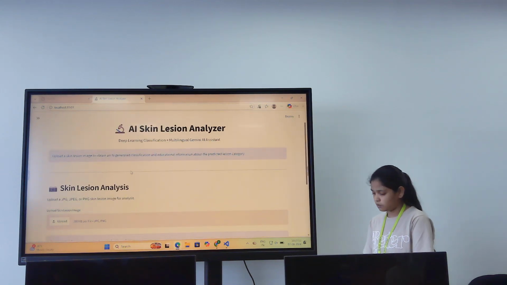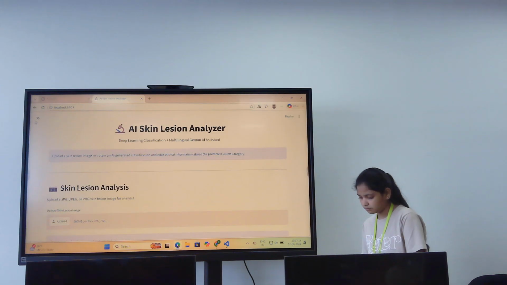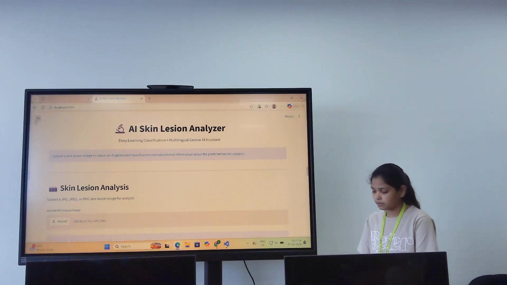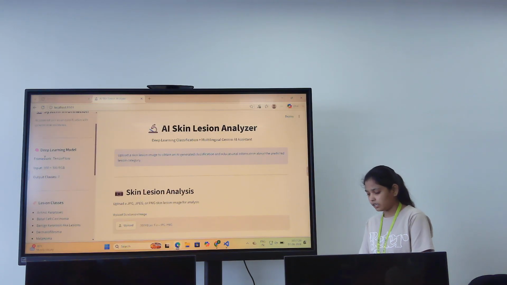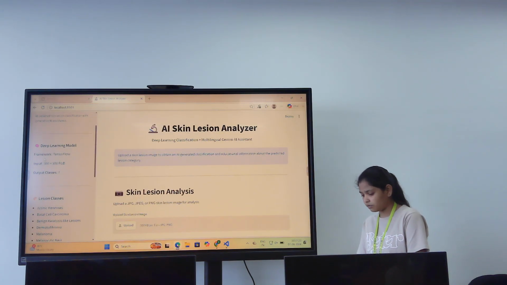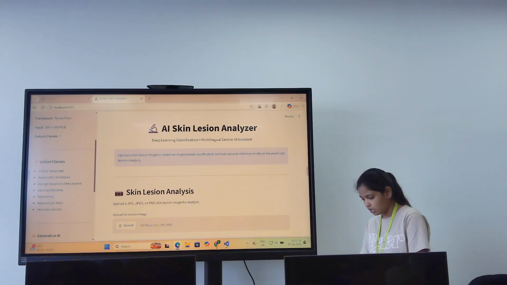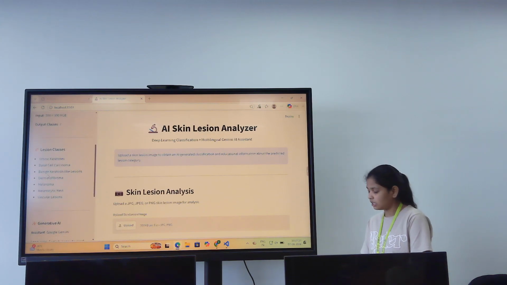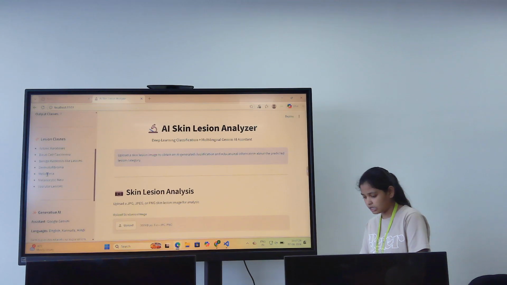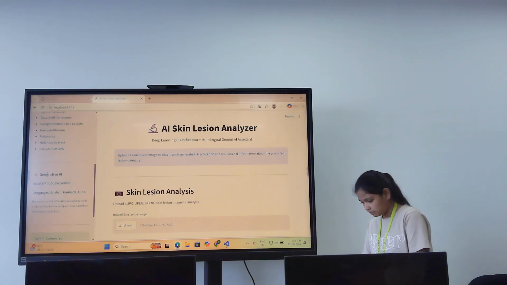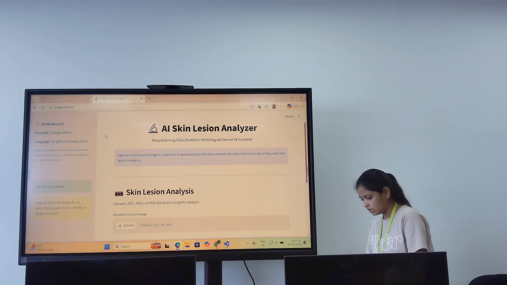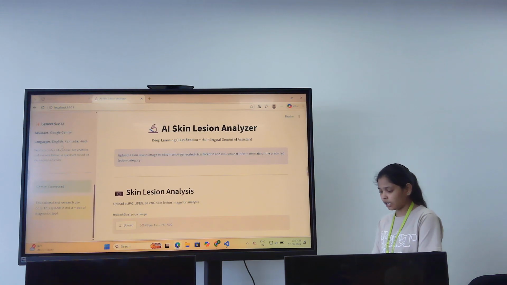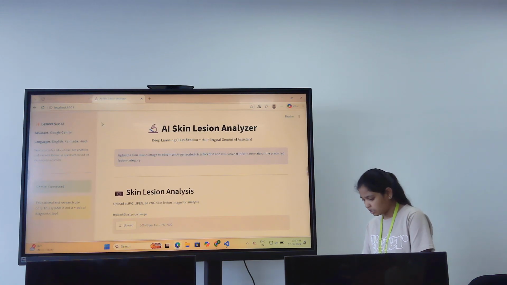This is my homepage. Here we see this sidebar. This is about the system information. Here it gives the deep learning frameworks and information. And these are the lesion classes, which are the skin diseases. For generative AI, I use Google Gemini. And we can also switch between Kannada, English, and Hindi languages.